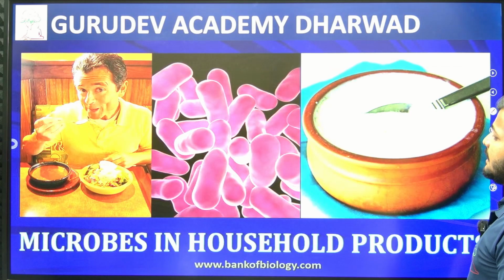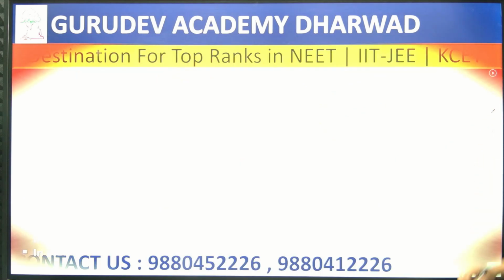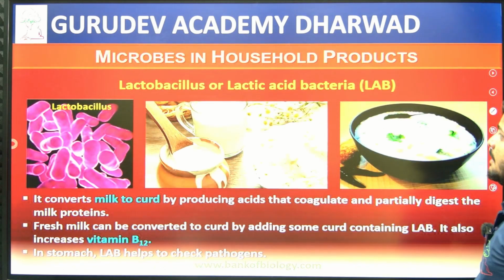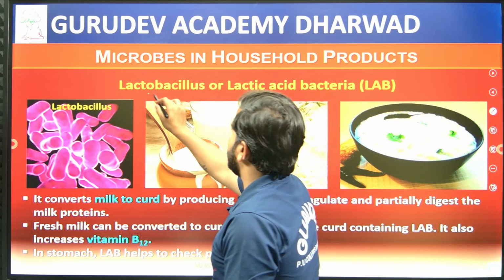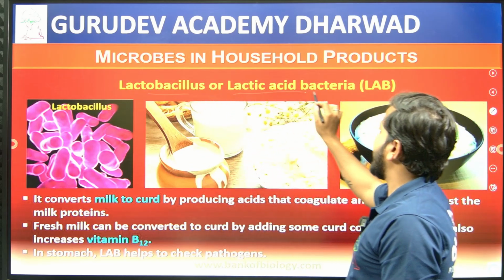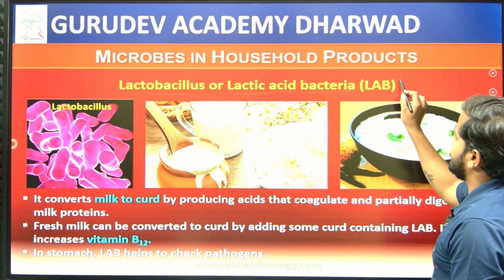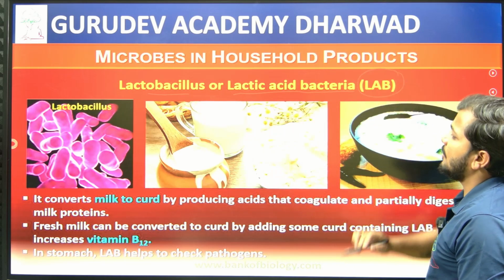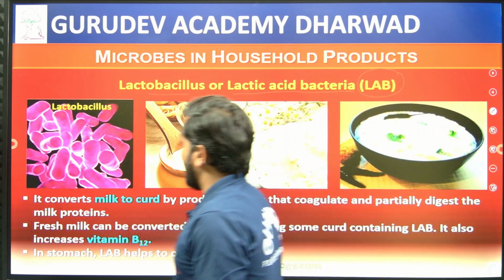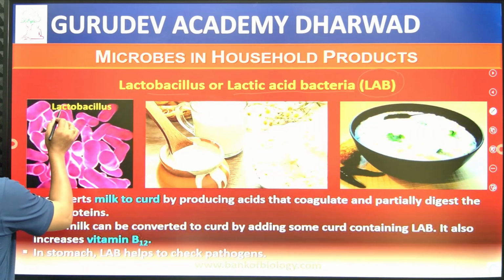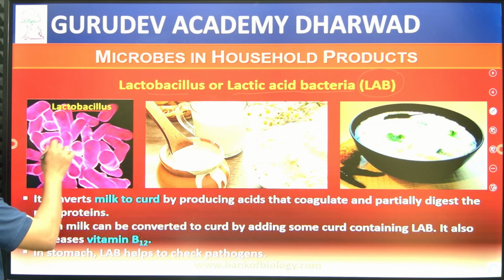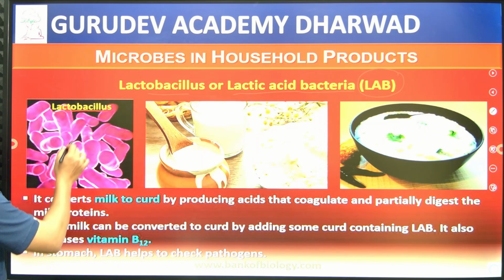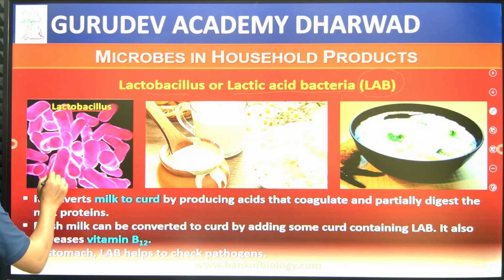Then consider microbes in household products. One by one we will discuss household products. Majorly, lactobacillus bacteria, or lactic acid bacteria, commonly called LAB. Lactobacillus, bacillus means the shape of the bacteria is rod shaped.